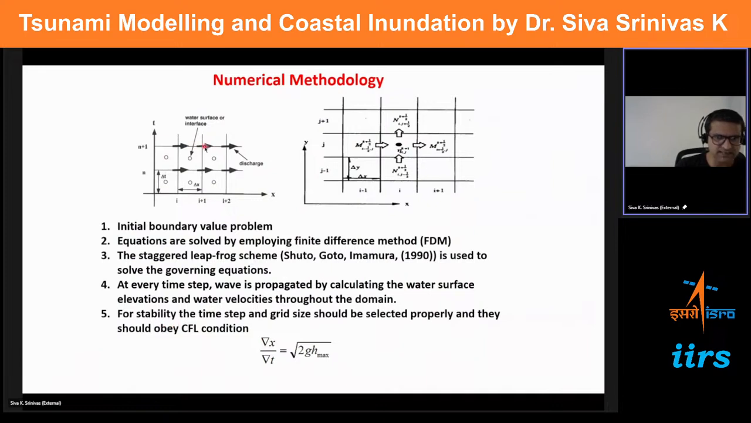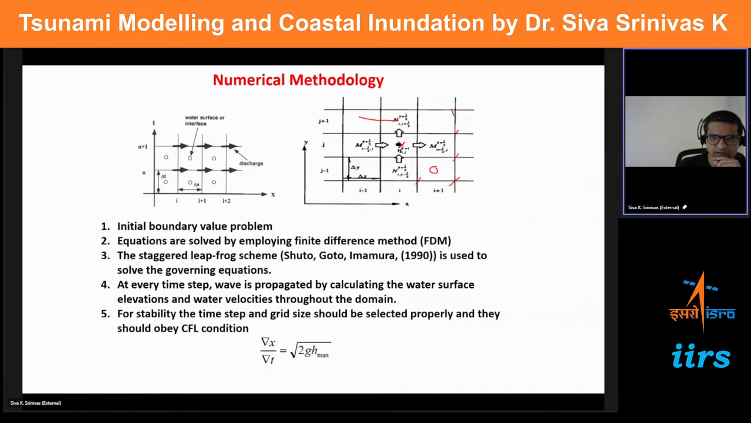Now this is the typical mesh of the free surface. These points are called nodes. So at these nodes, I'm going to calculate the unknowns, that is u comma v. And at the middle, I'm going to calculate the wave height eta. This is a typical grid which is basically used for the finite difference method.